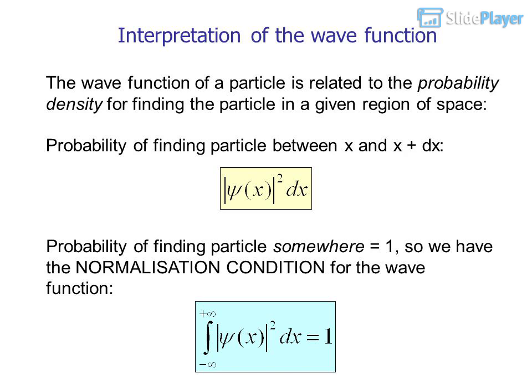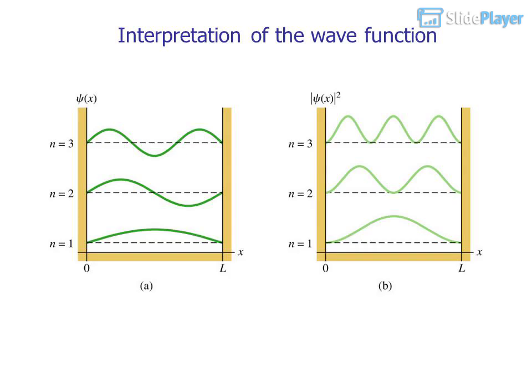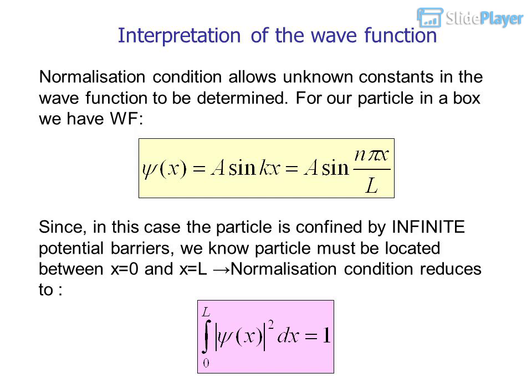The wave function of a particle is related to the probability density for finding the particle in a given region of space. Probability of finding particle between x and x plus dx. Probability of finding particle somewhere equals 1, so we have the normalization condition for the wave function. Interpretation of the wave function. Normalization condition allows unknown constants in the wave function to be determined.